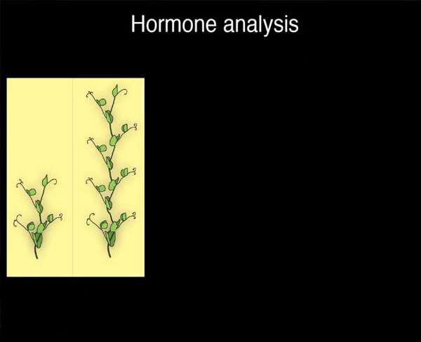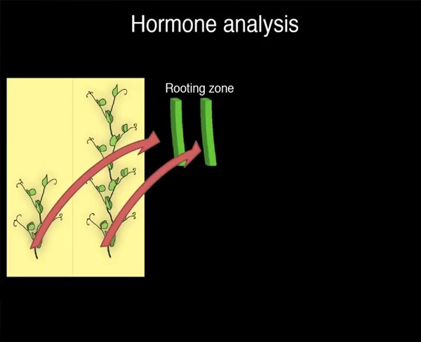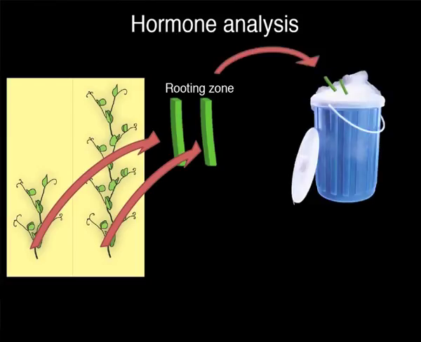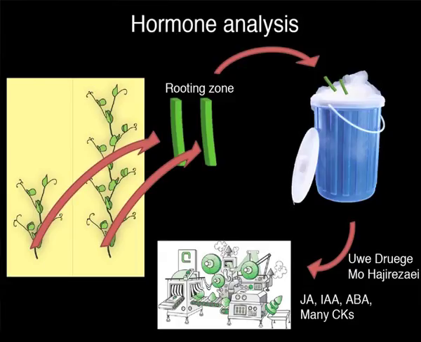We grew cuttings 14 days or 30 days after germination. We took the rooting zone, so only the part of the stem that will form roots normally. We sent them off to my collaborators in Germany, and we measured a whole lot of different hormones, a whole suite of them. I'm only going to talk about jasmonic acid and auxin today, but in the paper is also the whole suite of cytokinins. There's like 6 different cytokinins we measured as well.